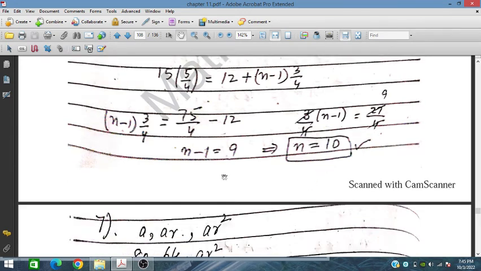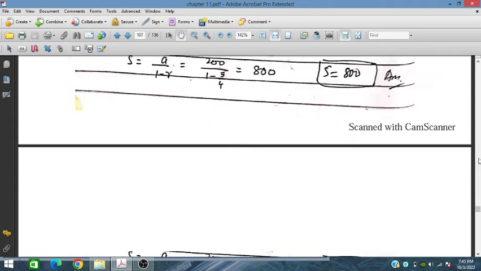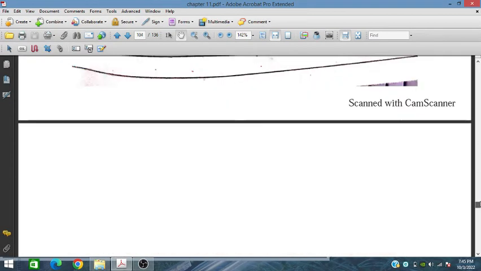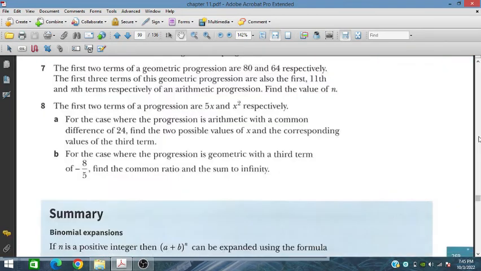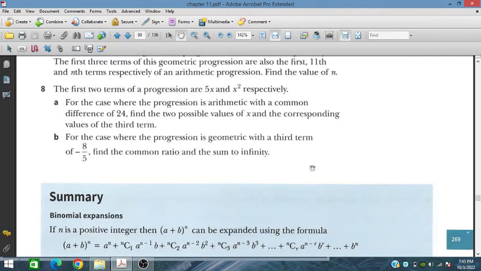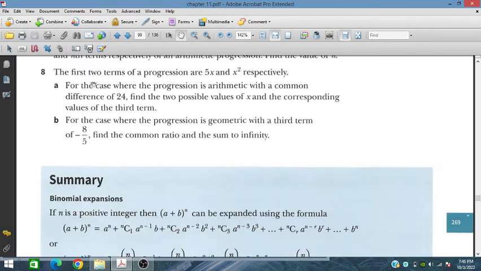Now let's move to another problem. Next we solve problem number 8. The first two terms of a progression are 5x and x squared. So this is the first term and this is the second.